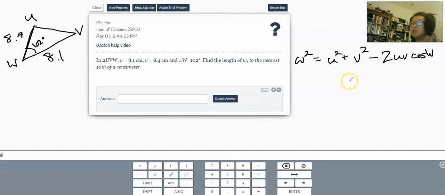Plugging your numbers in, you're probably going to have to use a calculator for all of these because they're not all that conveniently lengthed out. It's a Delta Math thing. We have U as 8.1, I'm squaring that. I have V as 8.4, I'm squaring that. And then I'm subtracting 2 times 8.1 times 8.4, and then times cosine of 104. I believe that's the one, right? 102, sorry. So undo that. 102. Okay, there we go.